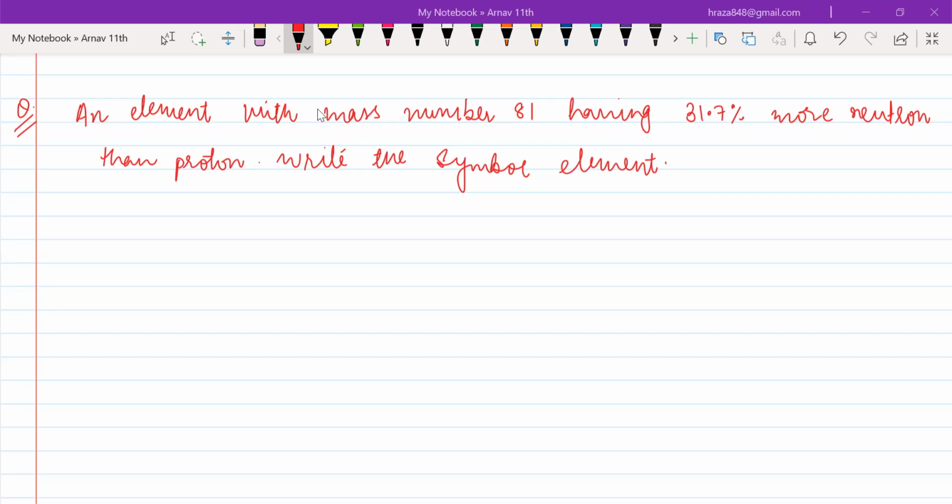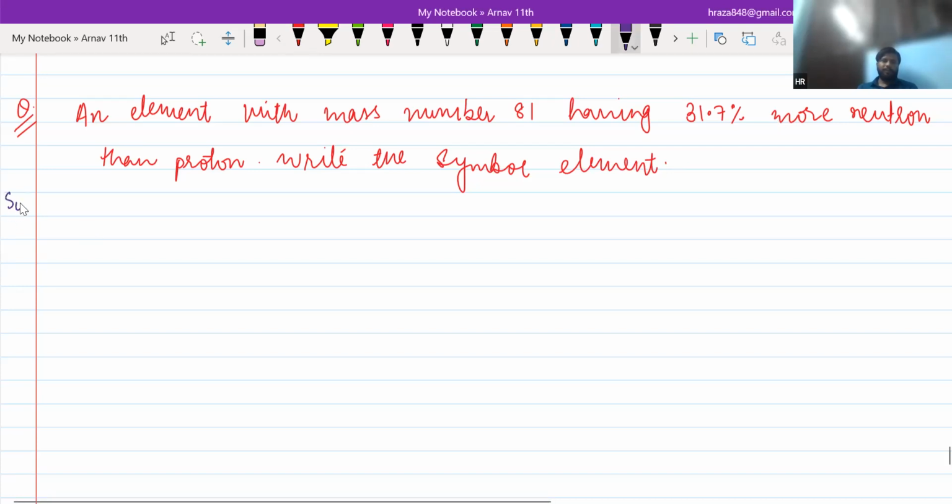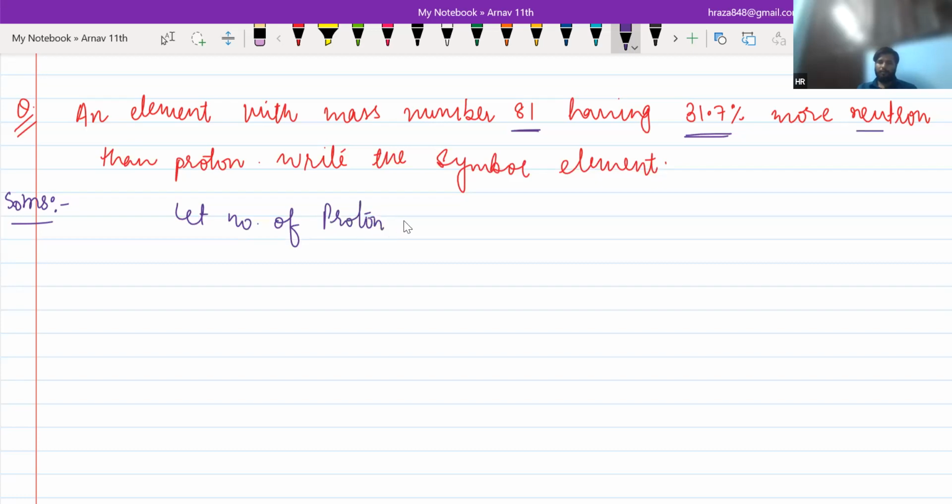So can you solve this? Yes, I can. So the question is very easy. You can say it's more mathematics than chemistry, but the concept of chemistry will also be used. Now see, an element with mass number 81. Mass number is given as 81 and having 31.7% more neutrons than protons. That means let the number of protons be x.